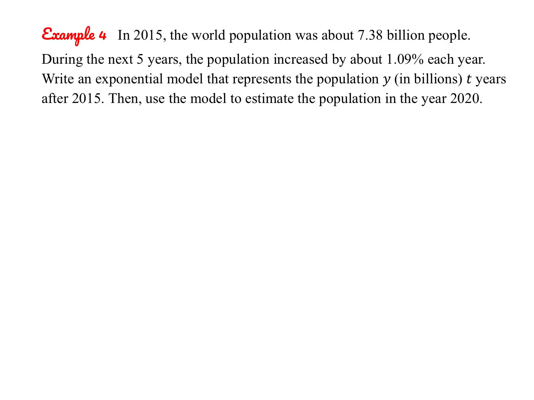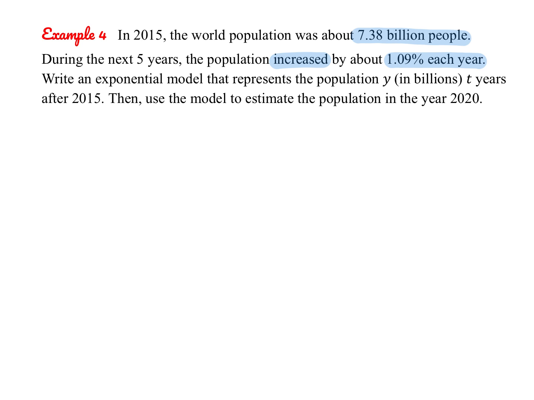All right, let's look at another one together. This says in 2015, the world population was about 7.38 billion people. During the next 5 years, the population increased by about 1.09% each year. We're going to write an exponential model that represents the population in billions, t years after 2015, and then we'll use it to estimate the population in the year 2020.